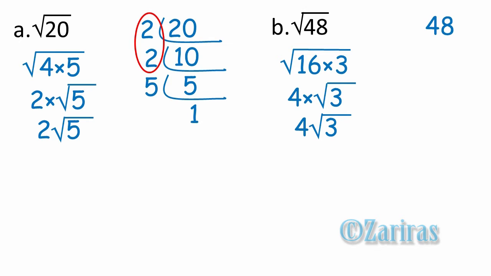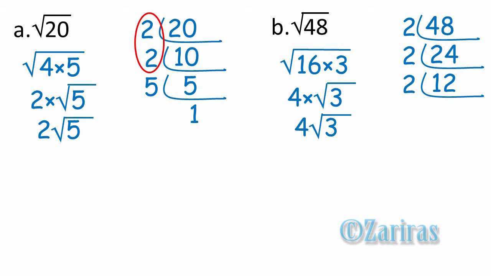If we see the LCM, 48 divided by 2 is 24. 24 divided by 2 is 12. 12 divided by 2 is 6. 6 divided by 2 is 3. And 3 is a prime number, so 3.